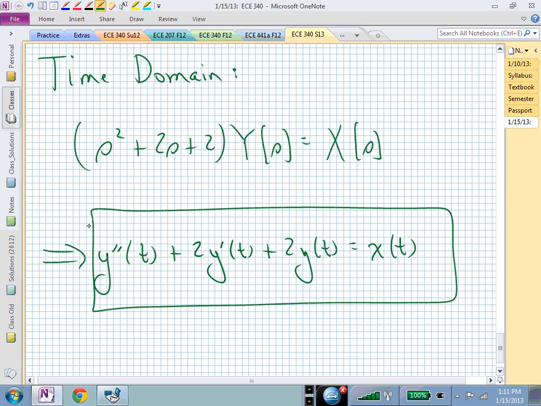And if you like differential equations, now here is a model of your system. This is a circuit model, or a mathematical model of your circuit. You now have a power of s in the denominator, the highest power of s in the denominator.